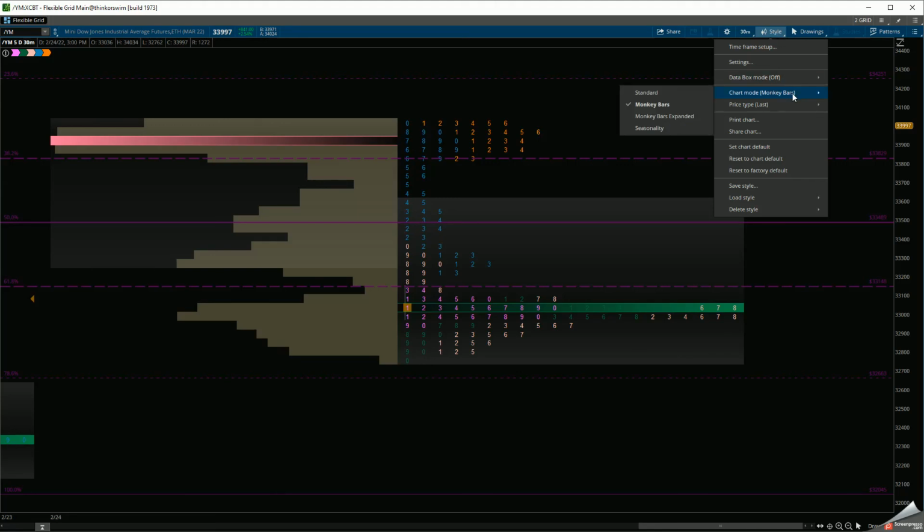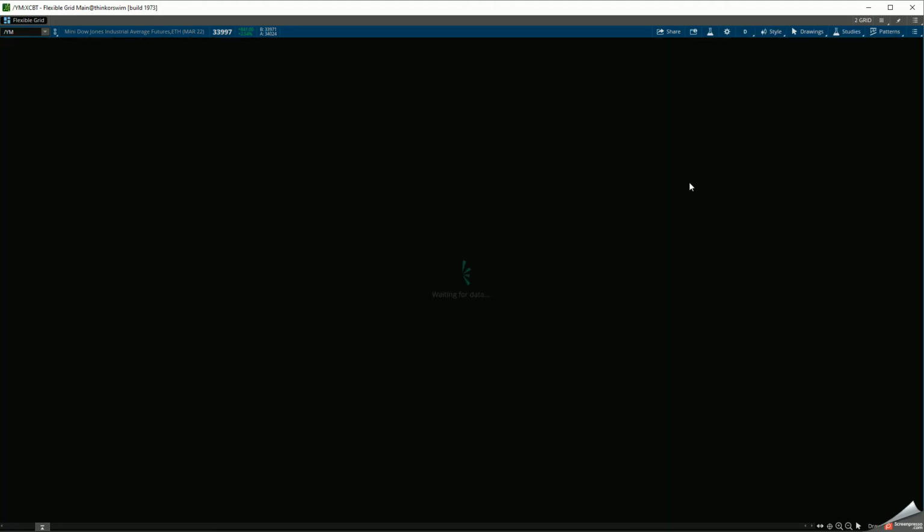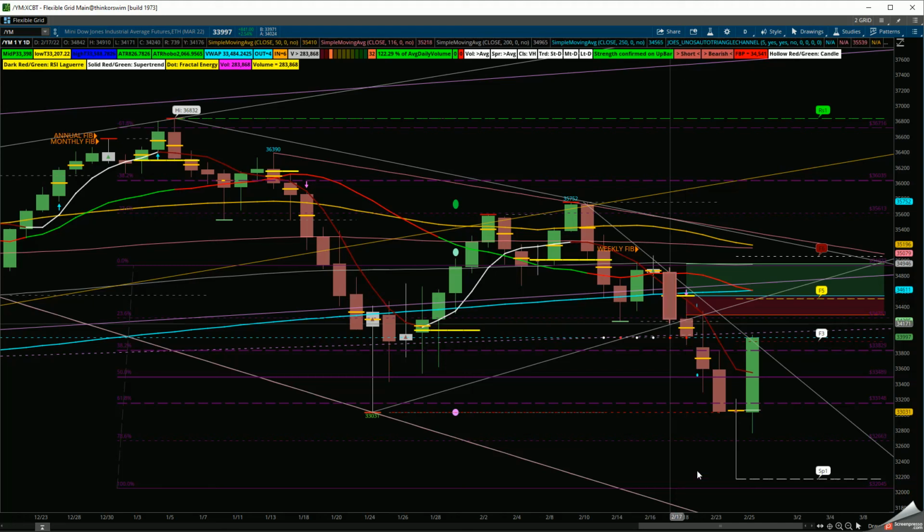So I hope this was helpful. We're going to change it back from standard. We can see the candles where we are in relationship on the Dow as well.